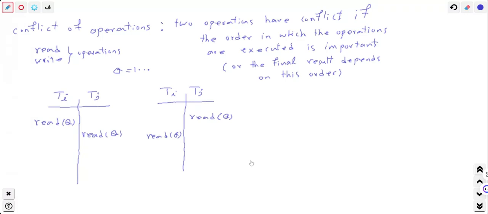You can answer. Sure, it's important. It is important. Yes. What is the difference between these two orders?